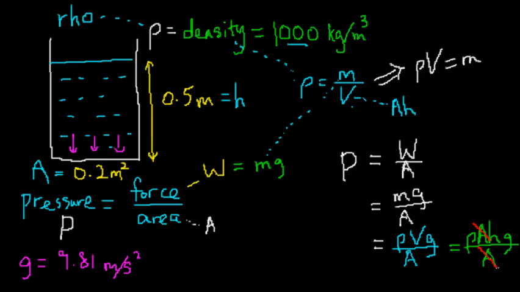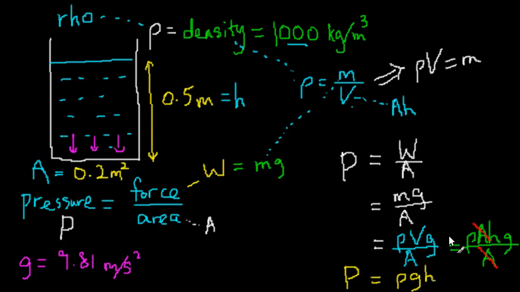So let me write down the final formula. The final formula is P is equal to rho g h. So we don't even need A. You just need density, acceleration due to gravity, and height to find the pressure. So we have a formula.